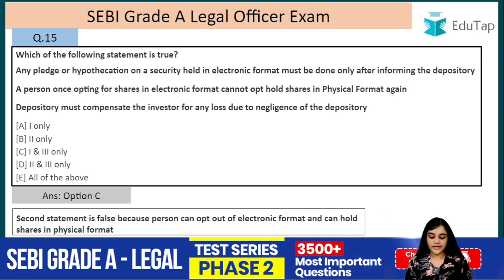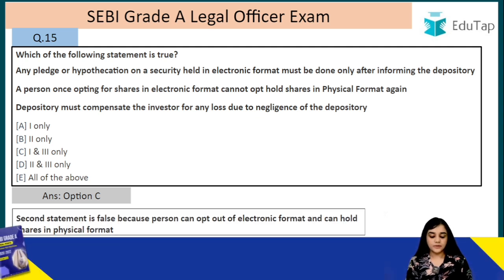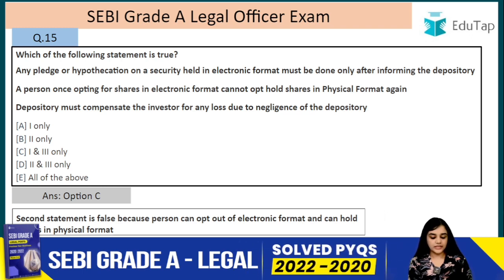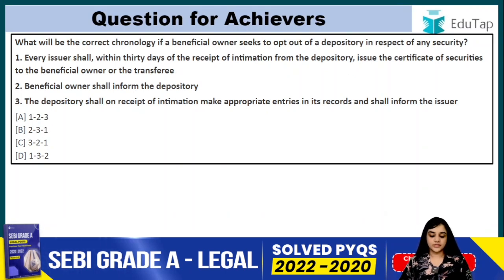He can do so, right? So the second statement is false, because a person can opt out of the electronic format and can hold the shares in a physical format. Now, bonus question, question for achievers.